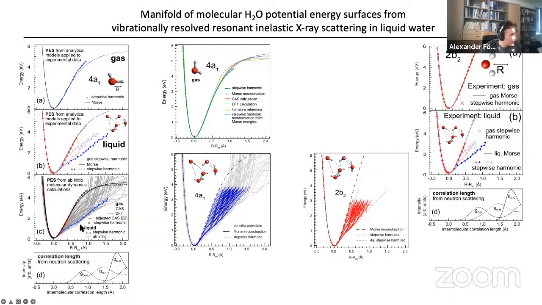But what you also notice is that it's not like we have two different potentials. If you would think that in the water network, there is a region where the molecules have chains and rings, and there's a region where they are in a more tetrahedral arrangement, then you would have two classes of potentials. Potentials which are ring and chain-like, and potentials which would be three-dimensional. And that one clearly doesn't see.